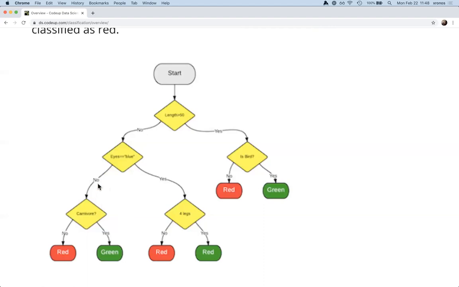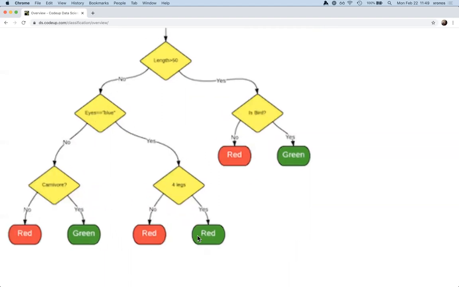Are the eyes blue? No. Is it a carnivore? Yes or no? Or if the eyes are blue, does it have 4 legs or not? I have no idea why the green right here says red. Don't know. We might need to swap out the diagram here.